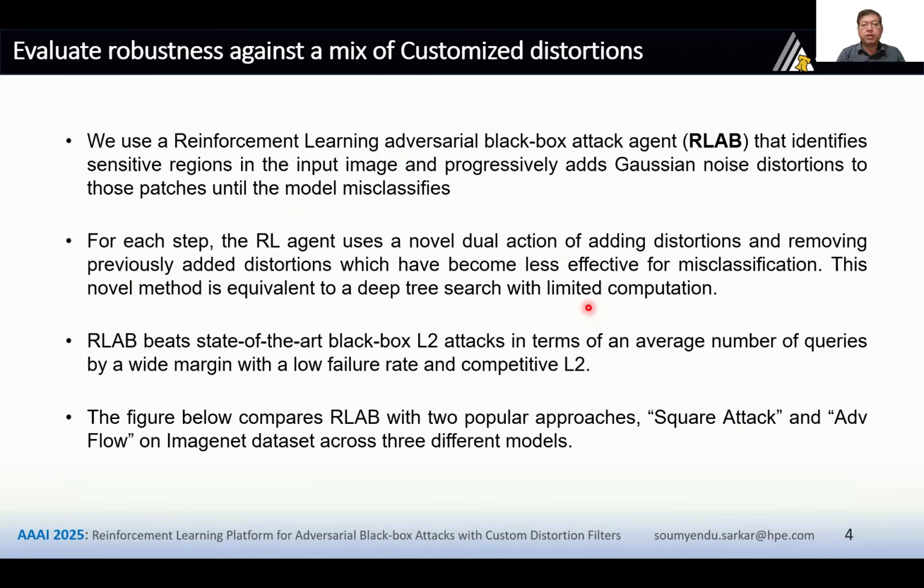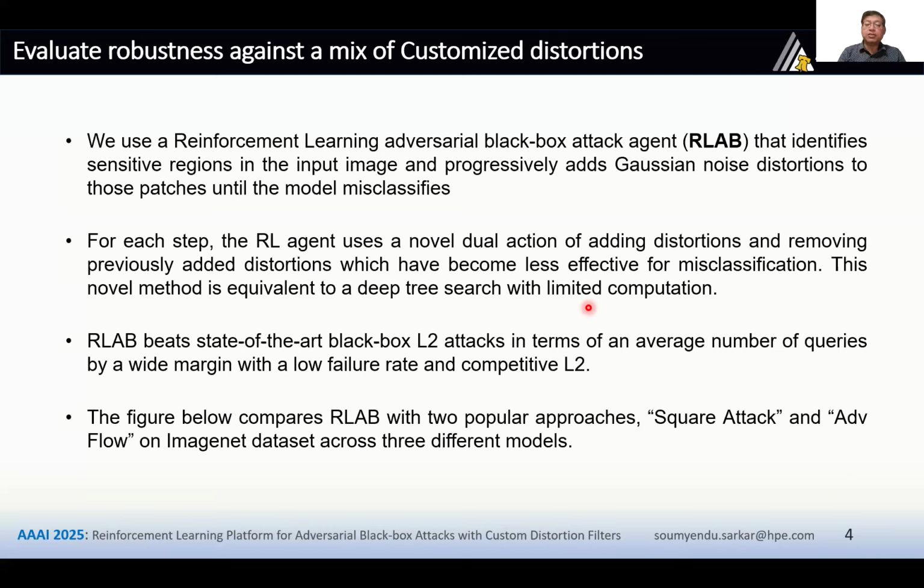Now, we use a reinforcement learning adversarial black box attack agent that identifies sensitive regions in the input image and progressively adds Gaussian noise or other types of distortions, as we are going to introduce later, to those patches until the model misclassifies. Now, for each step, the RL agent uses a novel dual action of adding distortions and removing previously added distortions, which have become less effective for misclassification.